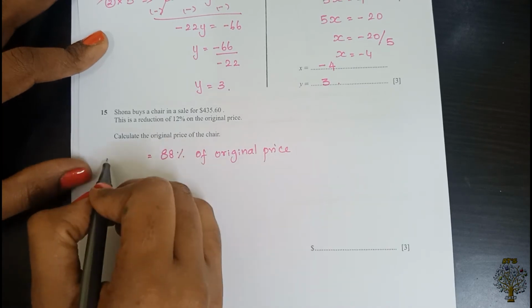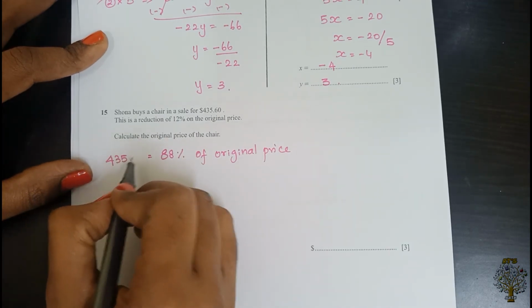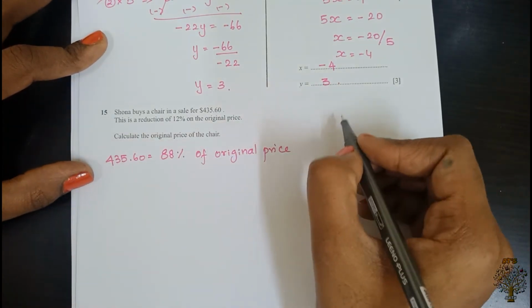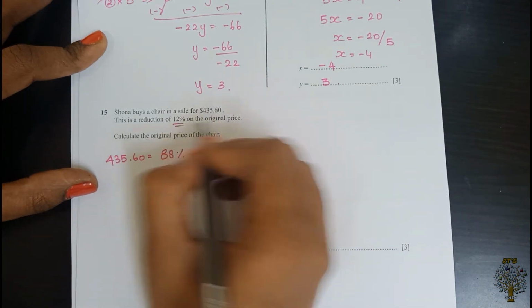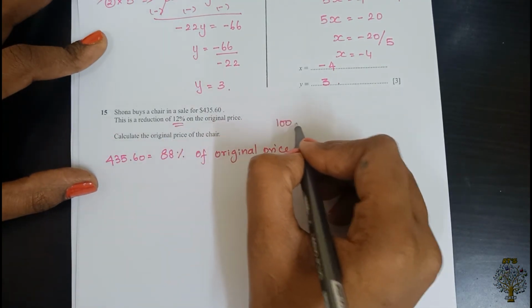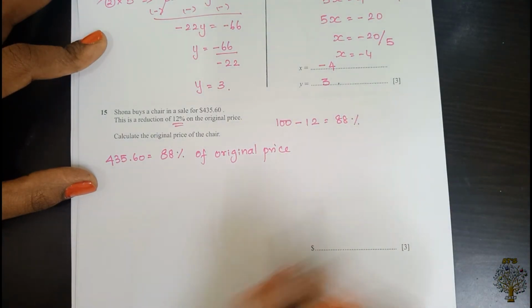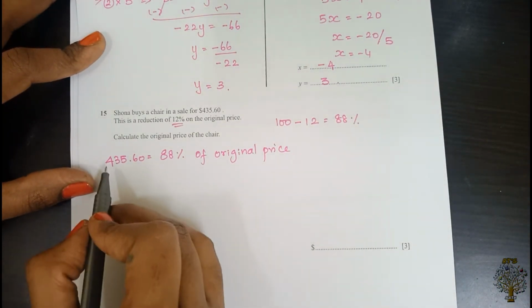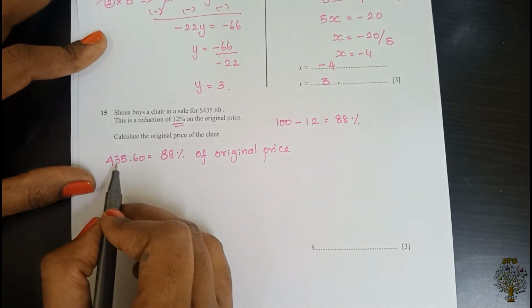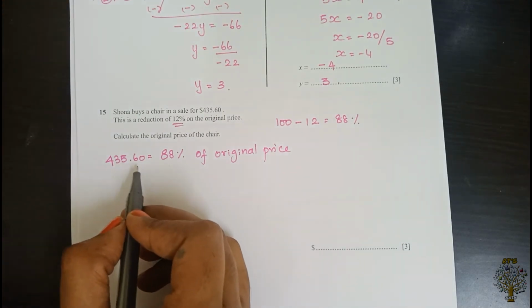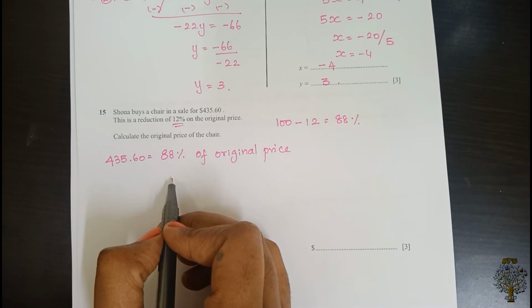Which cost means this 435.60. How am I getting 88? This 12% is the reduction price. So 100 minus 12 gives me 88%. From that we are getting 88% is 435.60, which means 100% is what?